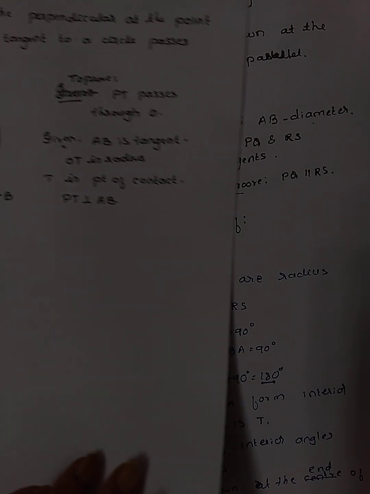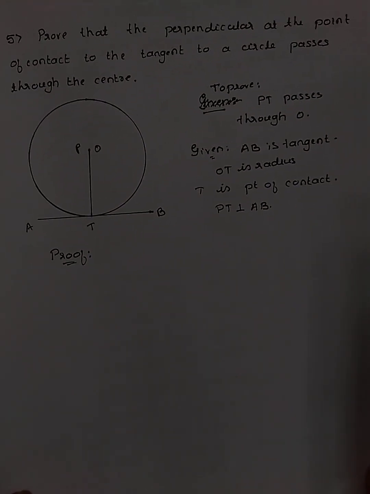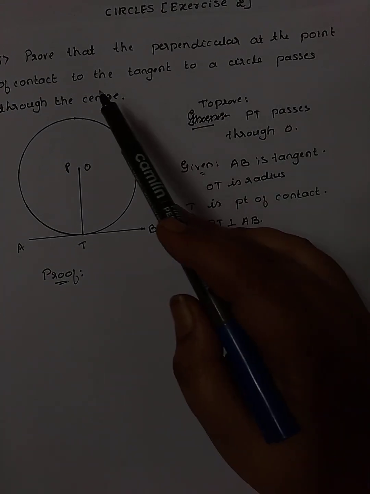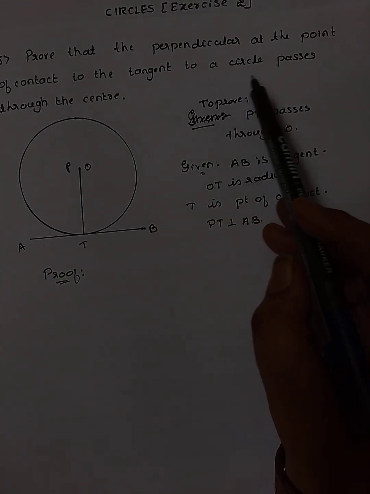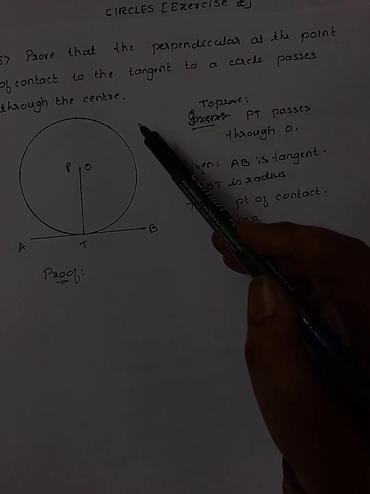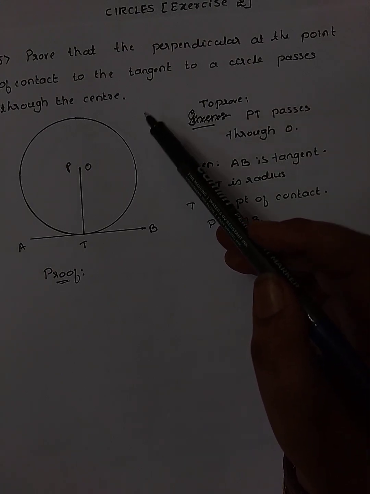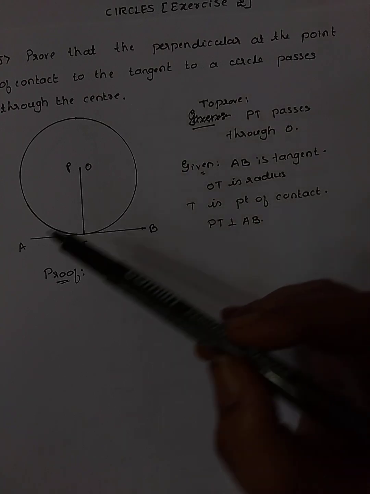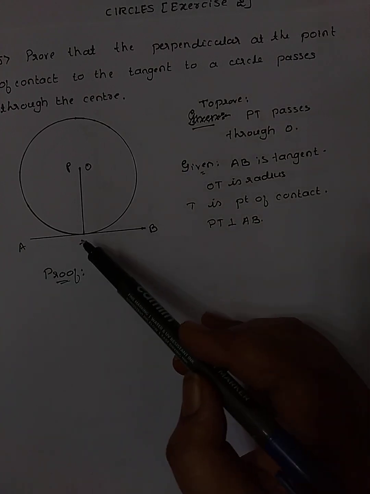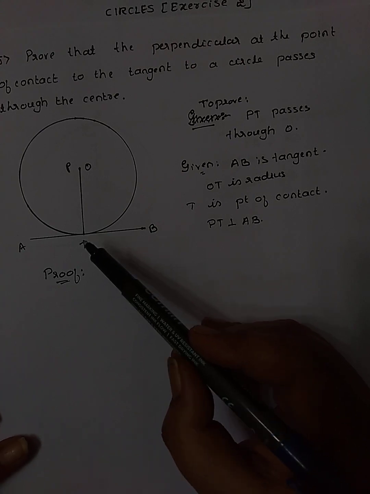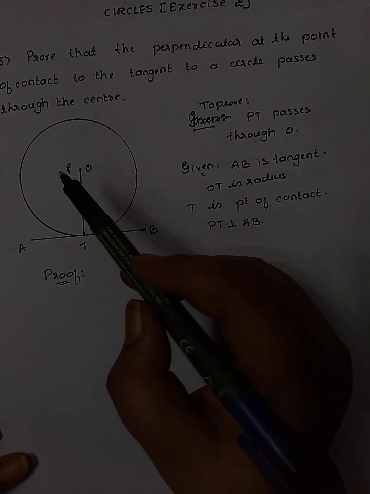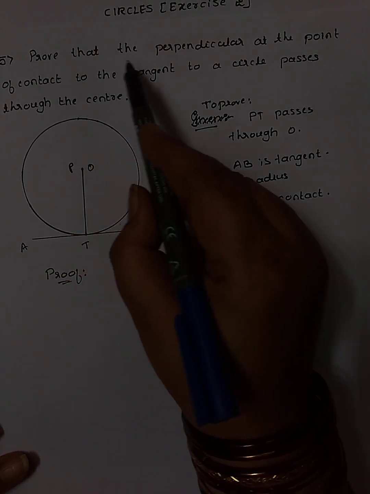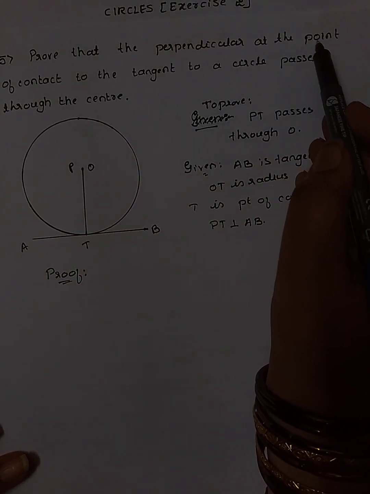So this is the fourth question. The fourth question of this exercise is: prove that the perpendicular at the point of contact to the tangent to a circle passes through the center. So what do we have to prove? We have to prove the perpendicular at the point of contact to the tangent. Here AB is a tangent, T is the point of contact, O is the center, and P is a point.